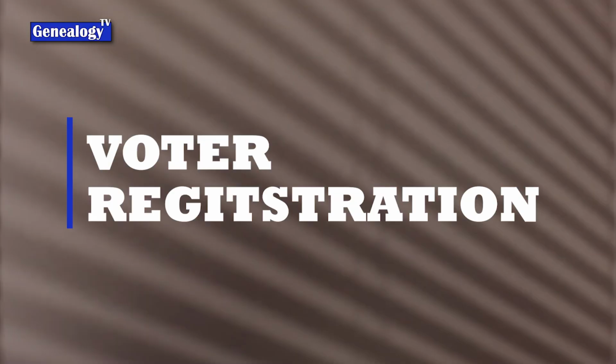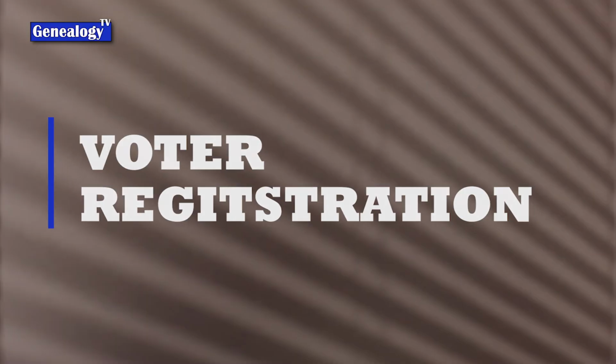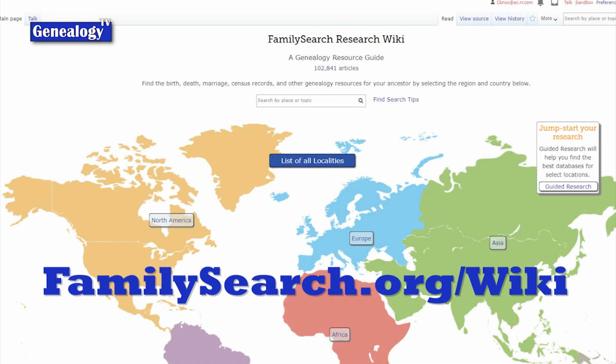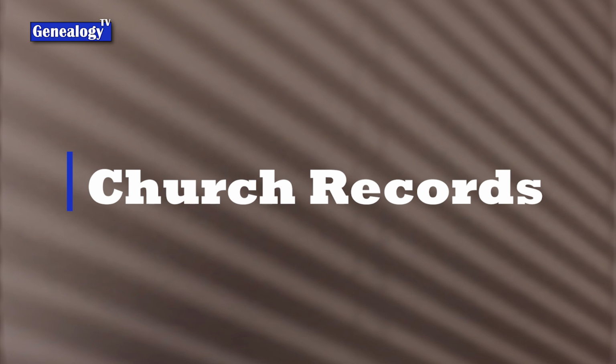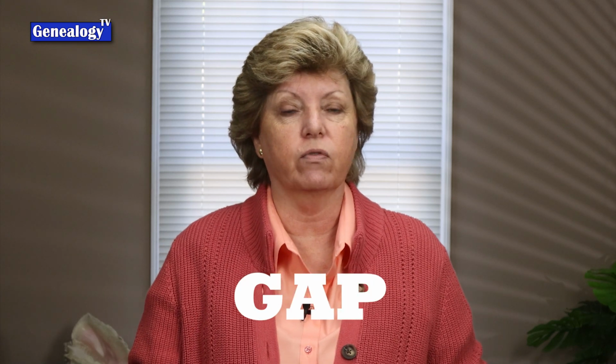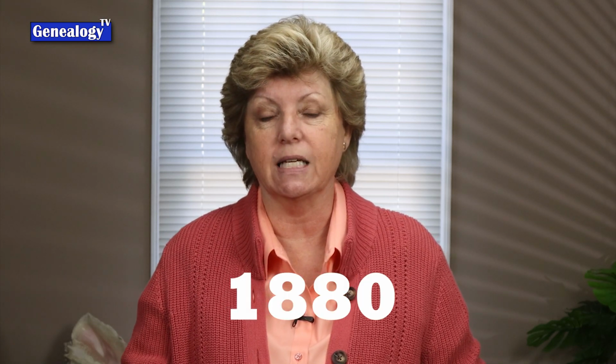Let's move on to voter registrations. Voter lists are often found at the state archives, county courthouses, and local libraries. My best suggestion is to search the FamilySearch Wiki for where to find those in your area. How about church records? Let's talk about church records. You could search the church records for birth, marriage, and death, including church cemeteries. Don't forget those. The church records may be the only thing that survives and fills in the gap for you for that 20-year gap between 1880 and 1900.